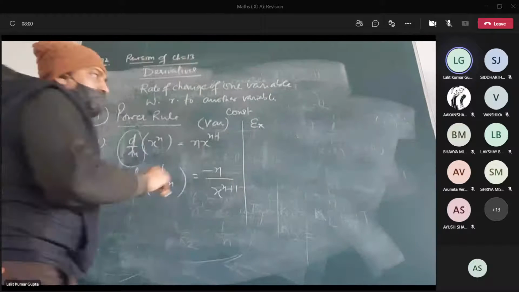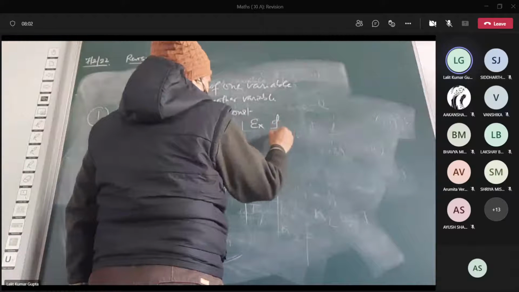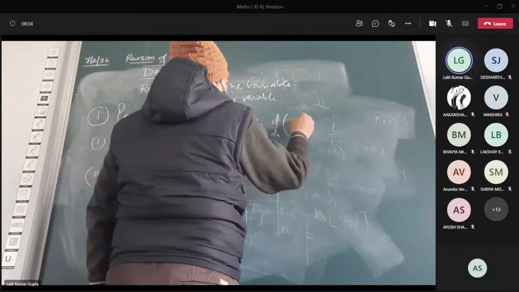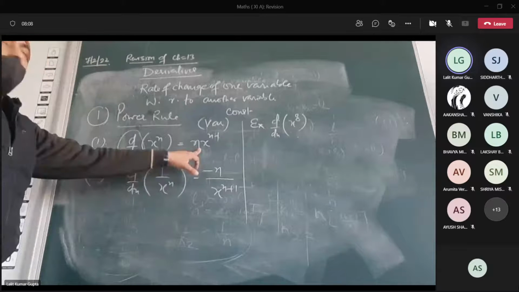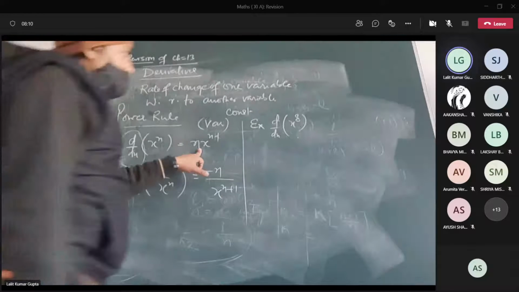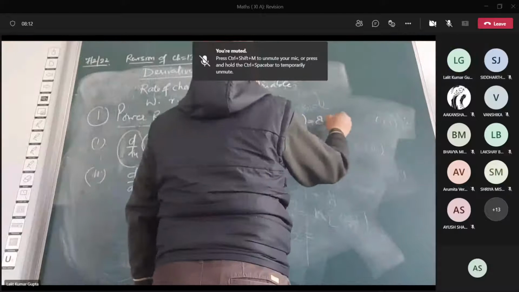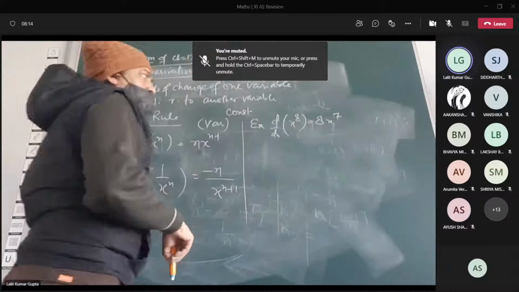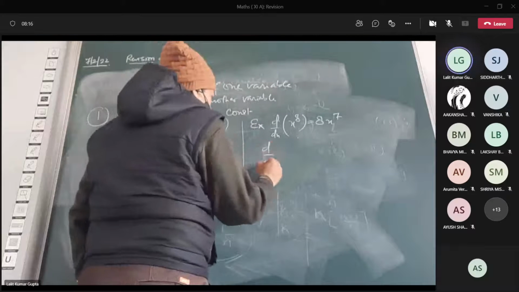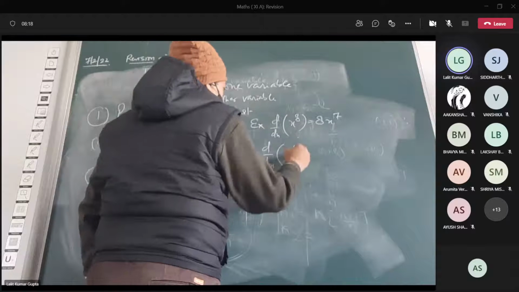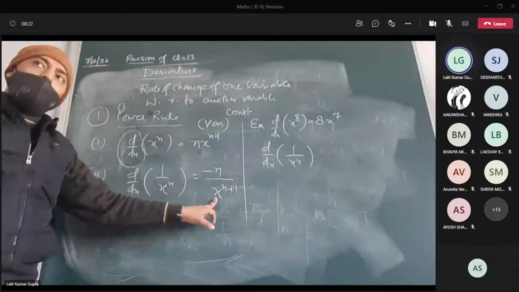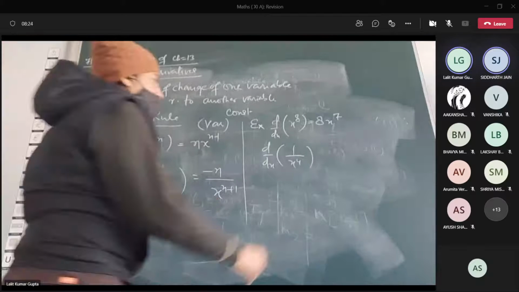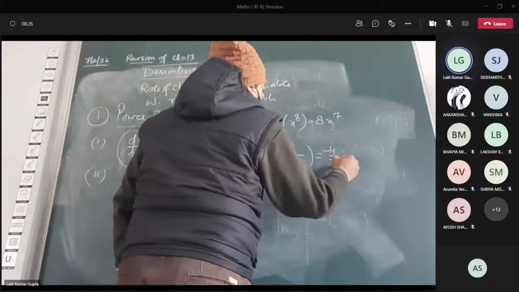Example, beta. If we have to find out the derivative of x raised to the power 8, what will be the answer? 8x raised to the power 7. Right? Now if I am writing d by dx of 1 by x^4 minus 4 by x^5.